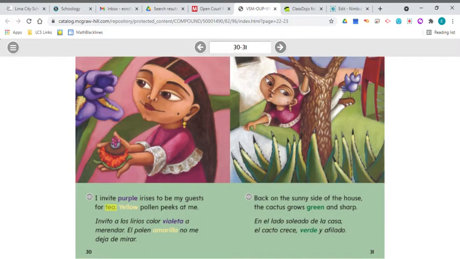I invite purple irises to be my guest for tea. Yellow pollen peeks at me. Now, wait a minute. I'm going to stop here for a little bit of clarifying. So it says, I invite purple irises to be my guest. What do you think irises are? If you look at that illustration, we see that the irises are flowers and the yellow pollen peeks at her. Do you see the yellow pollen in those flowers? So sometimes when you see something or hear a word that you don't know, you can look at the illustrations and that will help to clarify that.